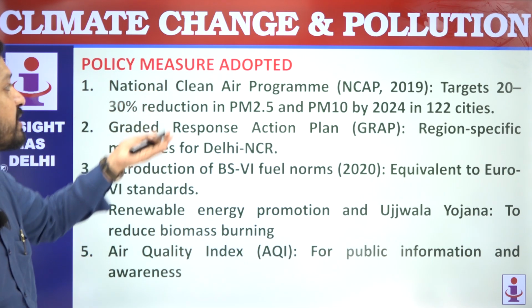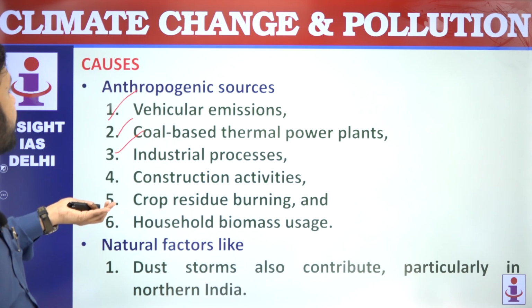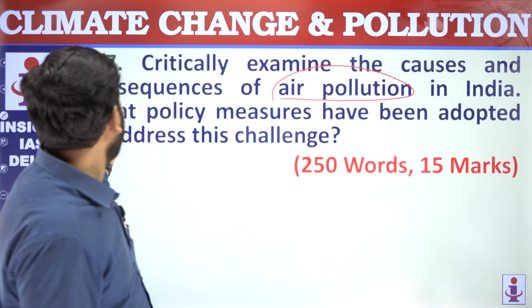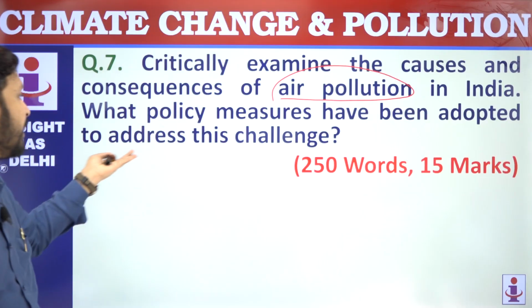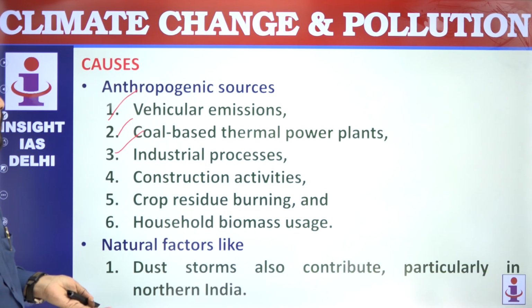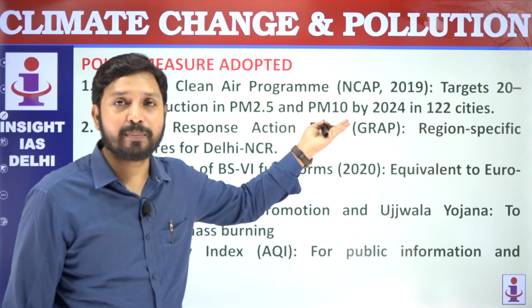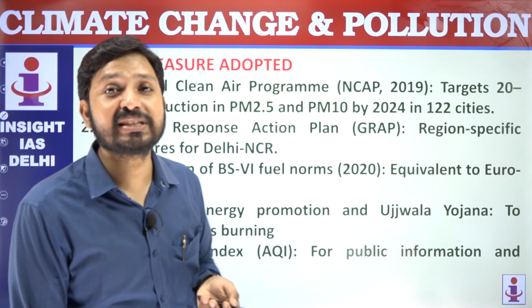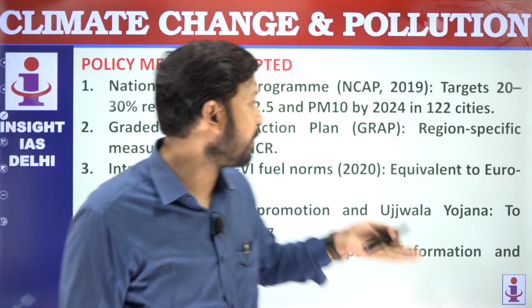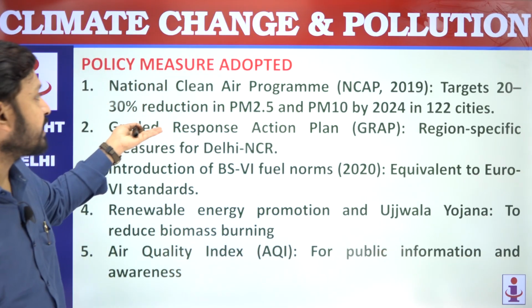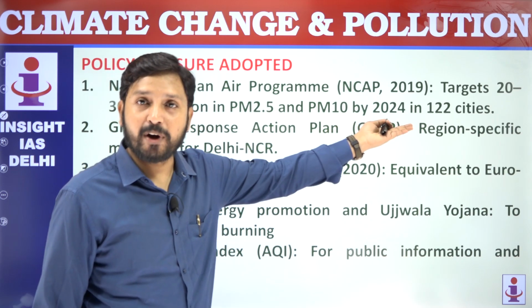So what are the policy measures that are adopted? Because if you see the question, what they are asking is what policy measures have been adopted to address this issue. So what are the policy measures adopted by the government of India? The National Clean Air Program, launched in 2019, targets particulate matter. They want to reduce the concentration of particulate matter by 20 to 30% by 2024 in 122 cities.